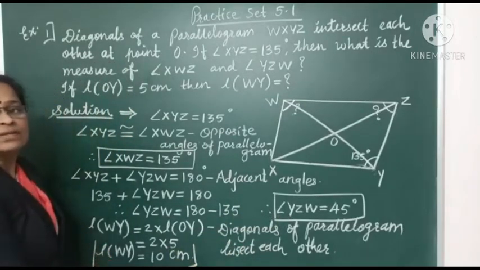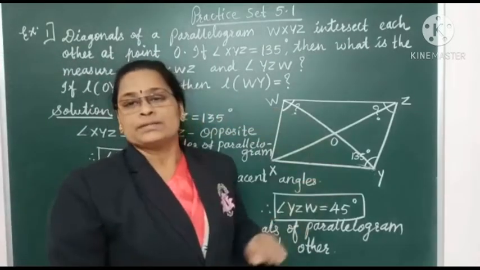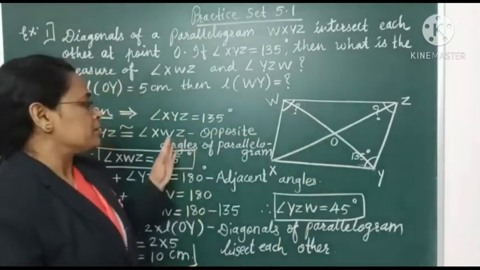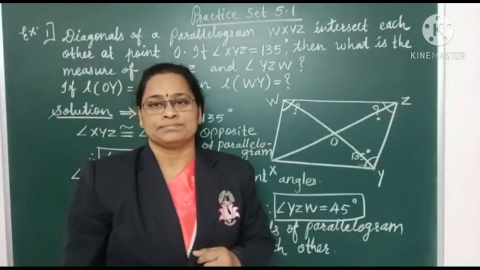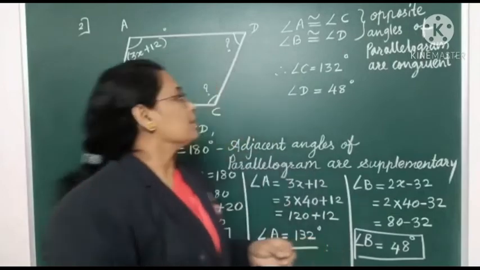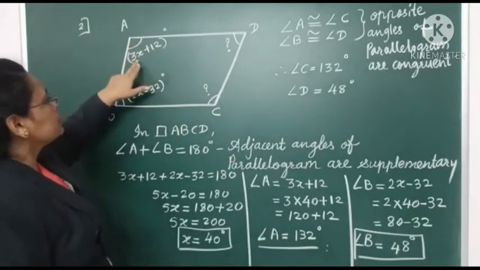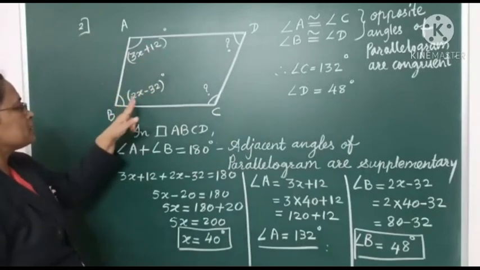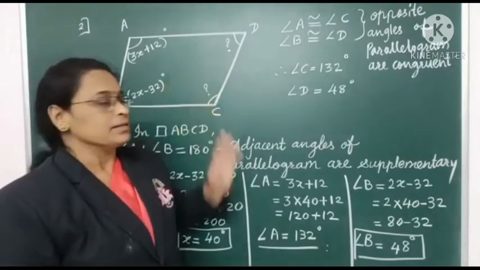So in this way we can use the properties of the parallelogram to find whatever measures are asked. Let's see the next example. In this second example, it is given that quadrilateral ABCD is a parallelogram. Angle A is 3x plus 12 degrees and angle B is 2x minus 32 degrees. We have to find angle C and angle D.